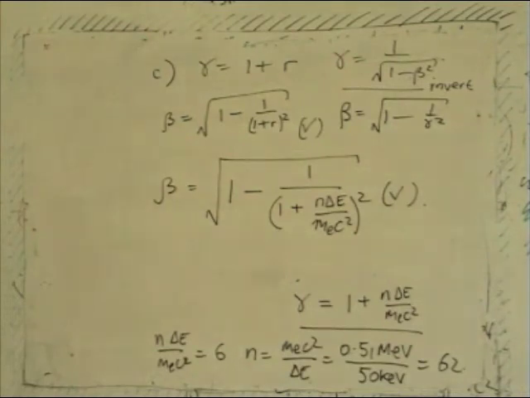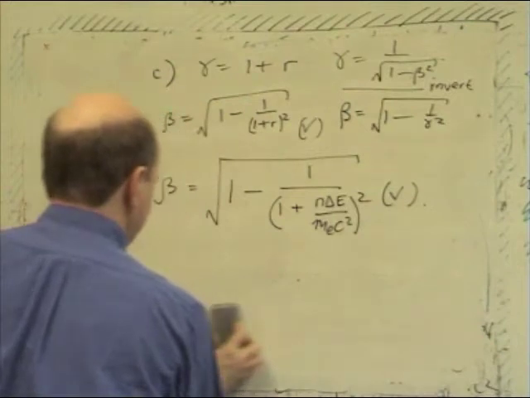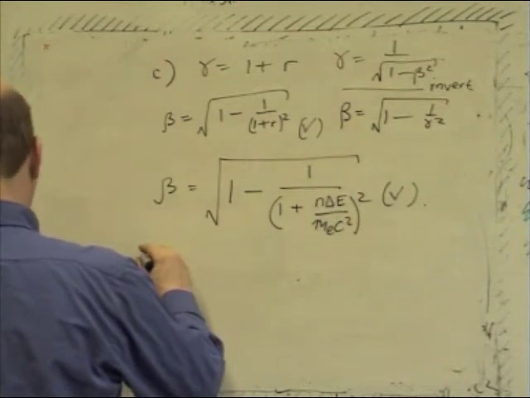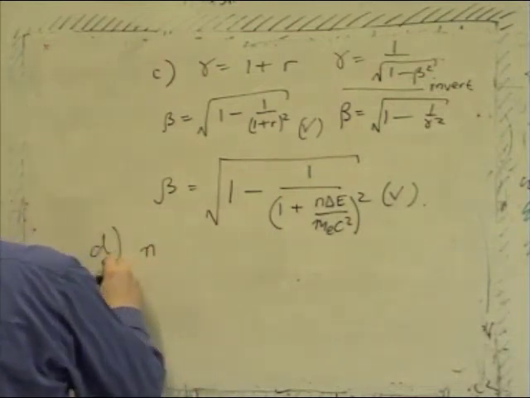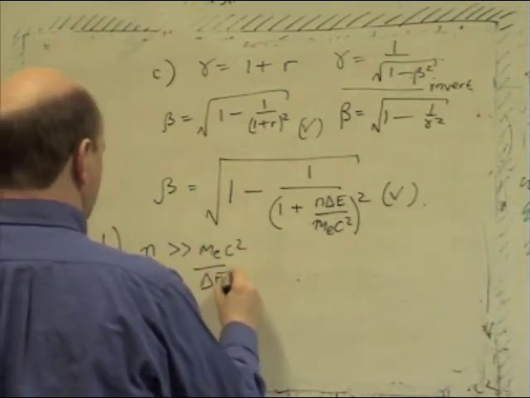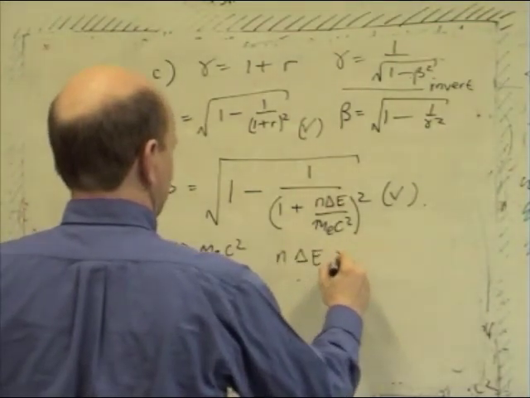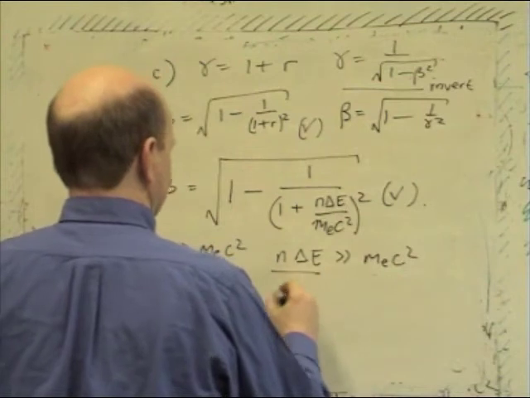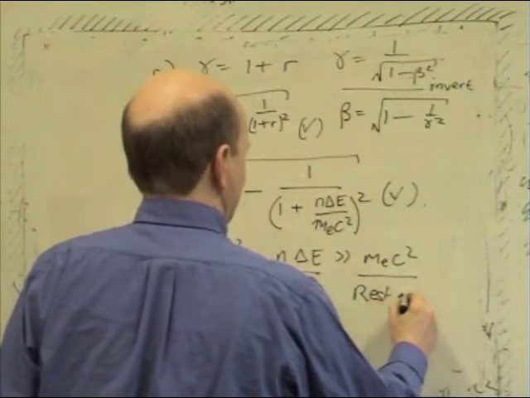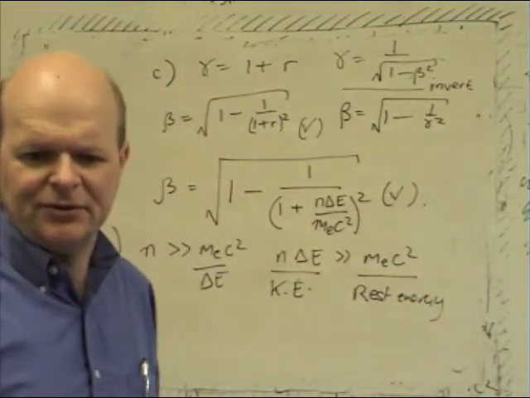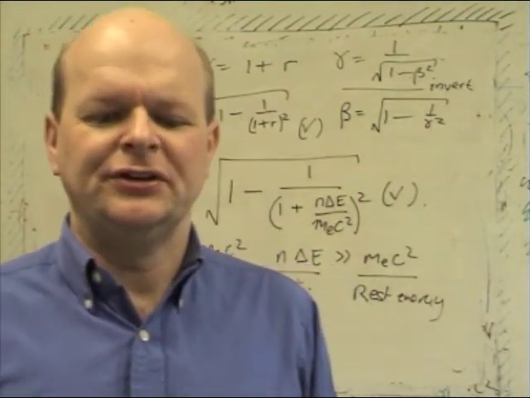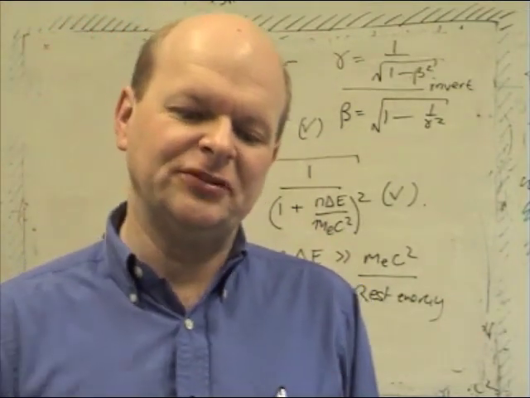Now in part D, we are told to take a limit. We're told to take the limit that n is very much greater than mc squared upon delta E. Or n delta E is much bigger than mc squared. So if you remember, n delta E is the kinetic energy, mc squared is the rest energy. So this limit is the limit where the kinetic energy dominates over the rest energy. The electron's been in the accelerator for sufficient cycles that its total energy is dominated by the energy due to its motion in the lab frame.